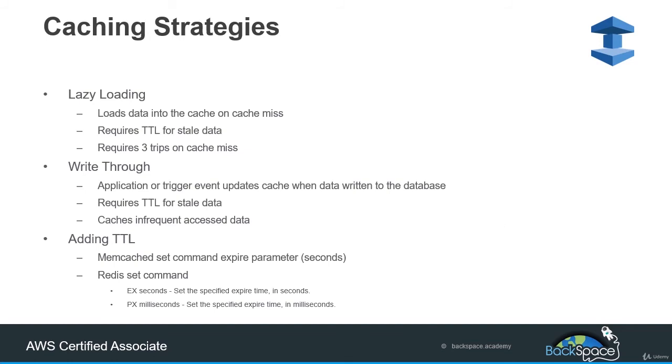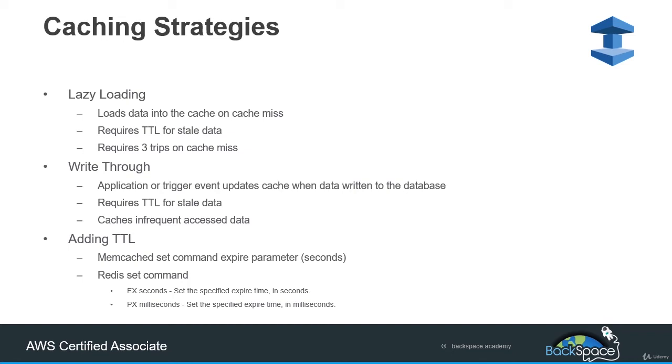There are a couple of caching strategies that we can look at for loading our data initially into our Elasticache and also for updating that data when it changes. The first one being lazy loading, and that will load data into the cache on a cache miss. So what that means is that if a request comes into Elasticache and that data is not available, then our application will go back to the data source. It will retrieve that data, load it into Elasticache, and then also at the same time return that data back to the requester.